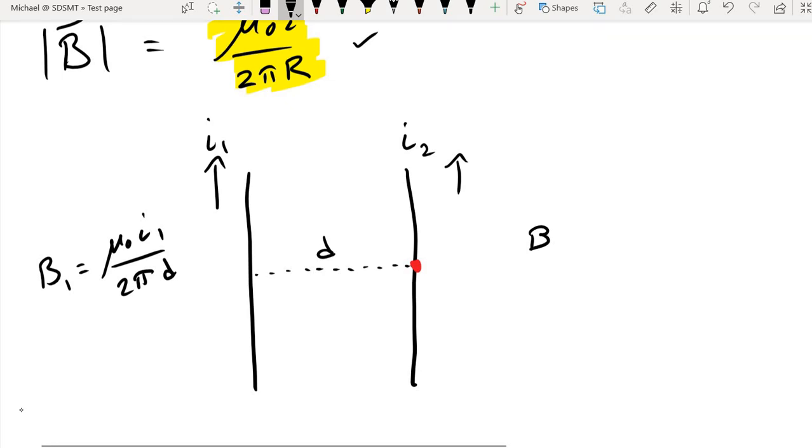Likewise, wire 2 is going to produce a magnitude of magnetic field based on the same equation but different current. And we want to know how the field from wire 2 affects wire 1, so they are also a distance of D apart. The next thing we need to figure out is what direction these two magnetic fields will be pointing when they interact with the other wire.